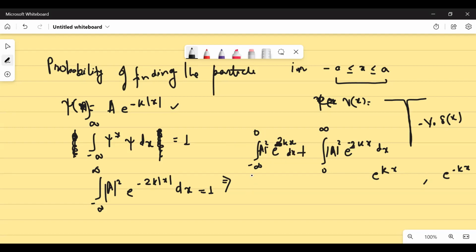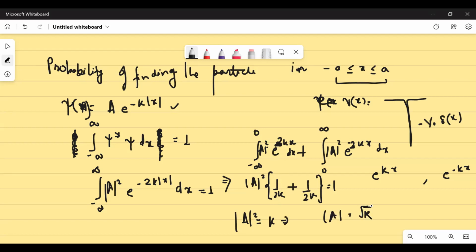And so if it is the case, then the integral would be equal to A square times 1 upon 2k. Integration of e to the power 2kx would be e to the power 2kx upon 2k. Placing the limit 0 here, this will be 1. Placing minus infinity, this will be 0. Plus 1 upon 2k. This entire thing is equal to 1. That implies modulus A square is equal to k. It implies modulus A is equal to root over k. So the normalization constant is nothing but root over k. Is that clear?